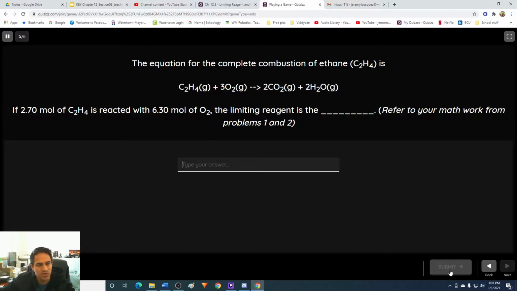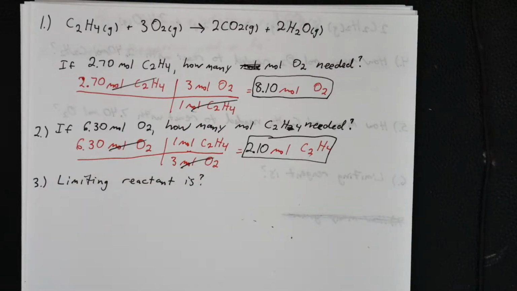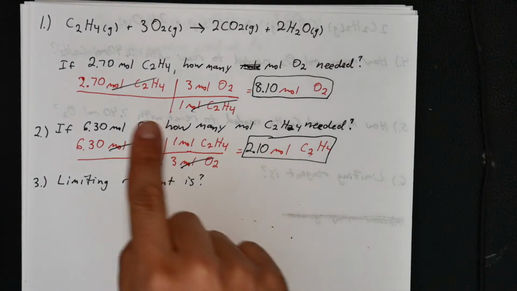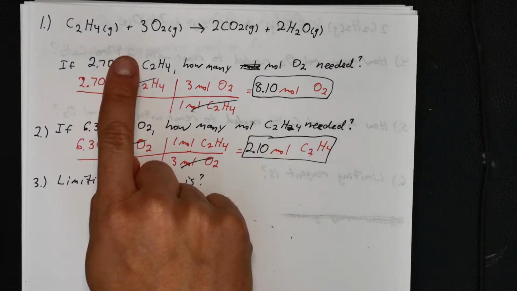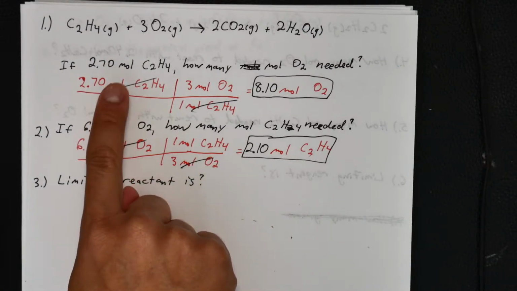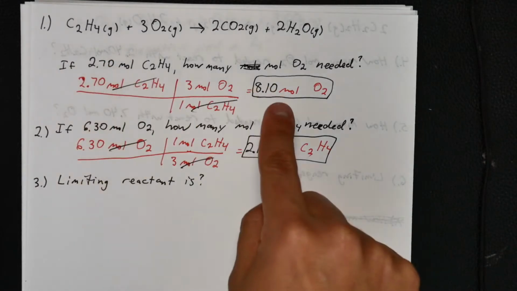It says if 2.70 moles of C2H4 is reacted with 6.3 moles of O2, the limiting reagent is the blank. It says refer to your math work from problems 1 and 2. All right, so let's take a look at our math work from problems 1 and 2 so we can figure this out. So we have 2.70 moles of C2H4. That's what we began with.